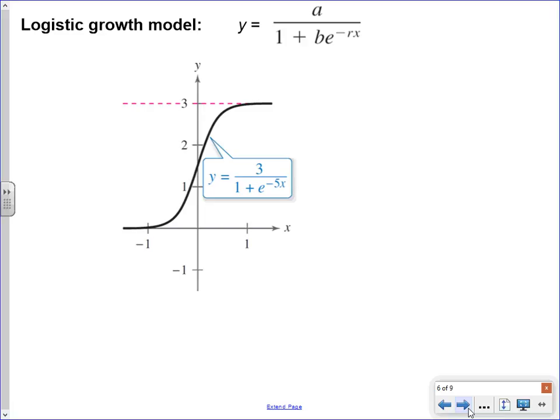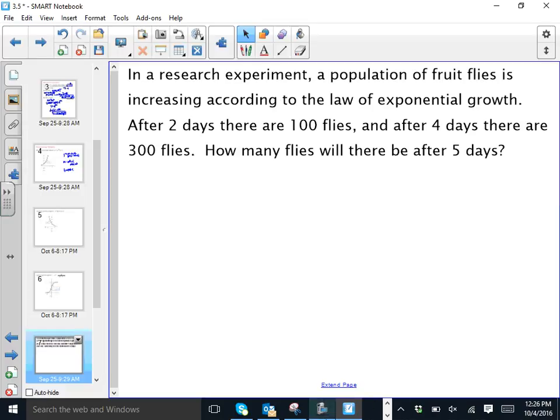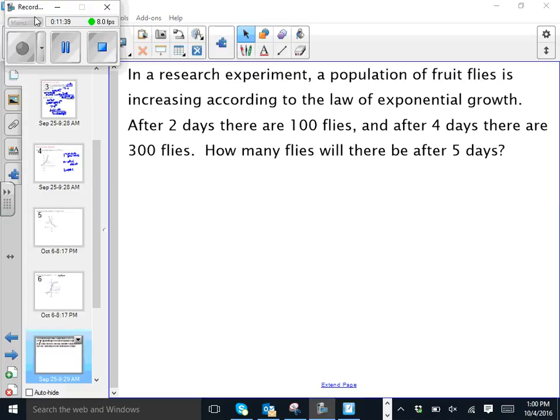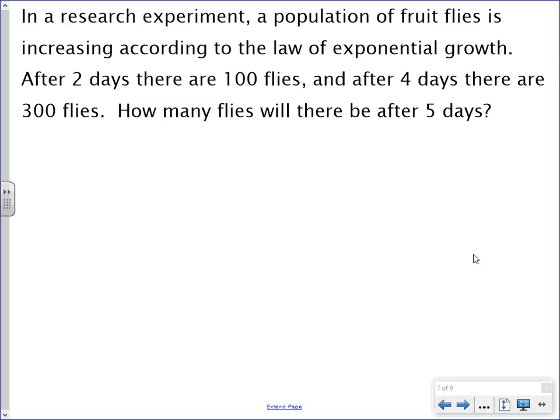Now, when we get back from lunch, we are going to look at a fruit fly example and then a virus example. So we have 2 examples after lunch. Here we go. We are going to do example number 2, I think is what this one is labeled as, about fruit flies.